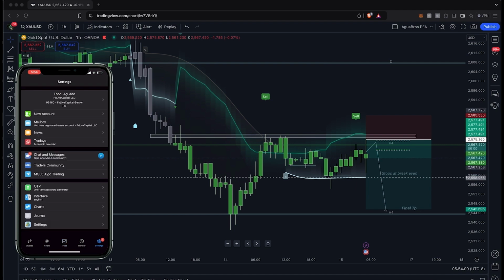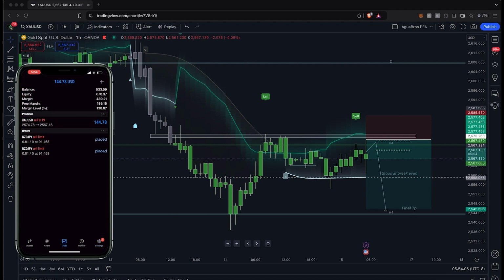Just to show you guys that this is the same live account, let's go. So far, this trade is looking very promising. We're up $142, but still have not reached our break-even point. And let's see how this thing turns out.